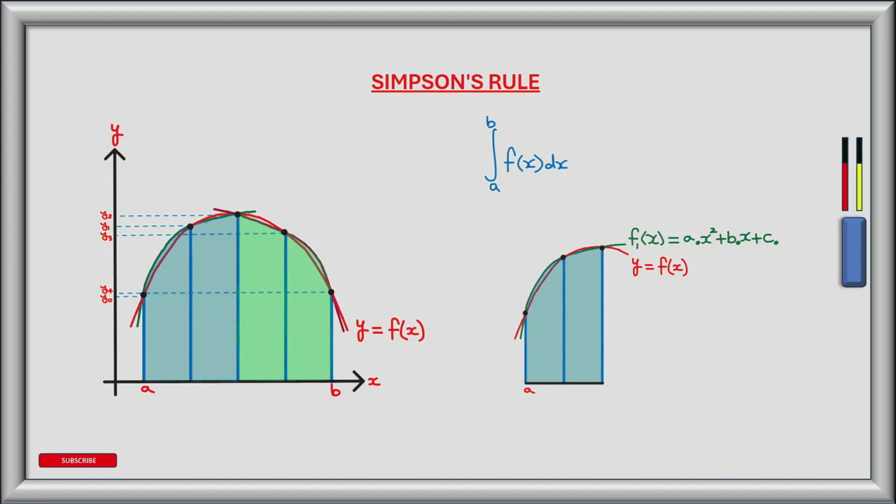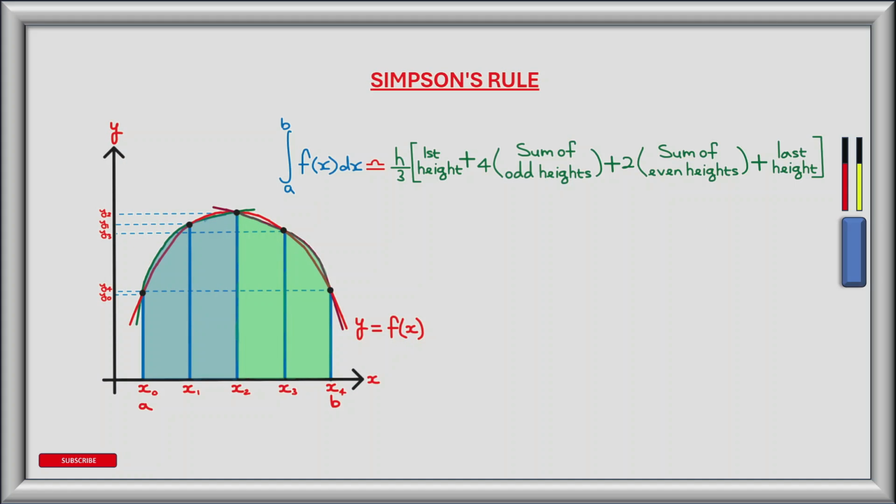The area under the parabola is calculated and used to calculate the total area. Each pair of strips will have an associated parabola. The areas under each parabola are summed to give an approximation of the area under the curve. Note that the more pairs of strips used, the better the approximation. The formula for Simpson's rule can be written as follows. h divided by 3 multiplied into the first height plus 4 times the sum of the odd heights plus 2 times the sum of the even heights plus the last height.